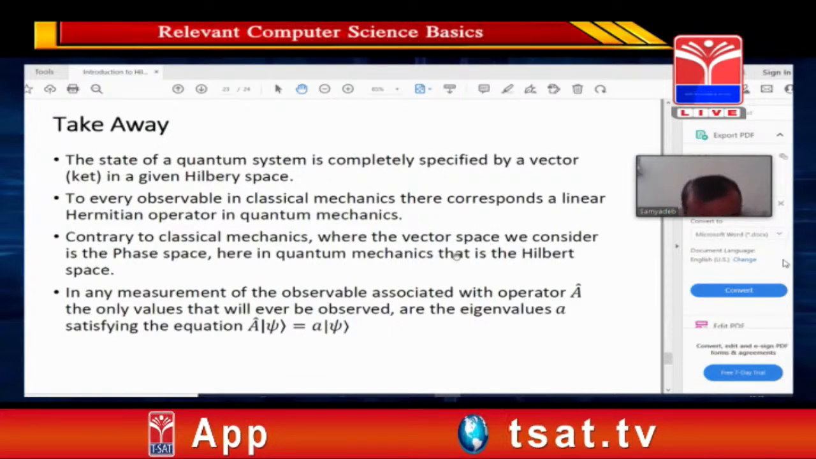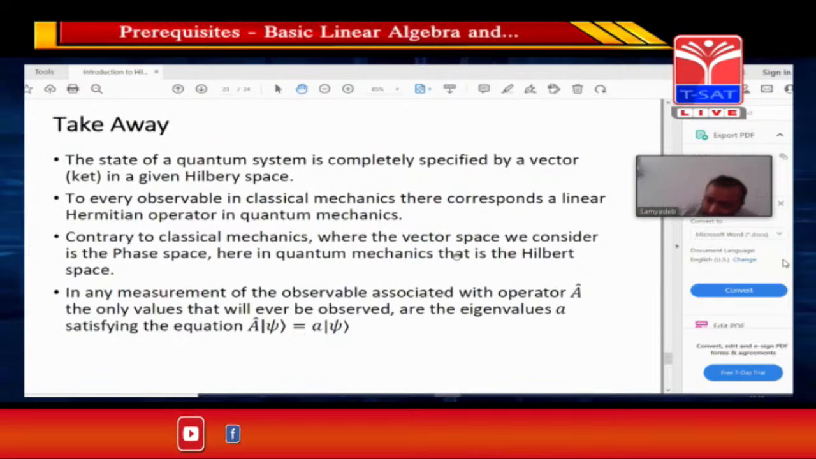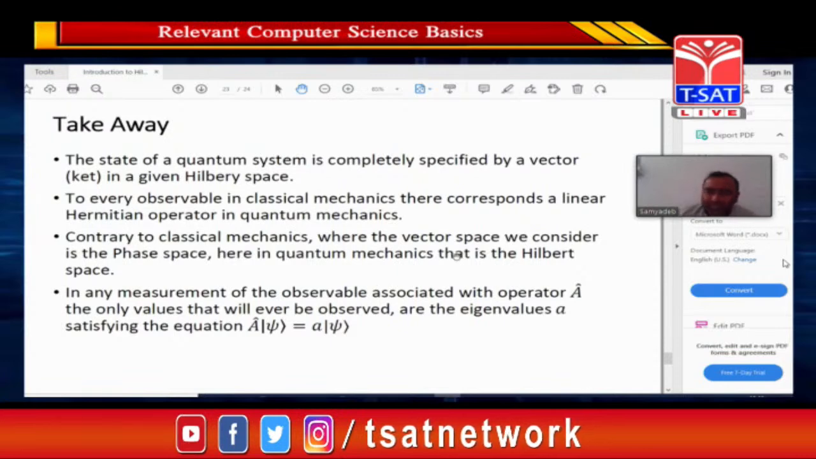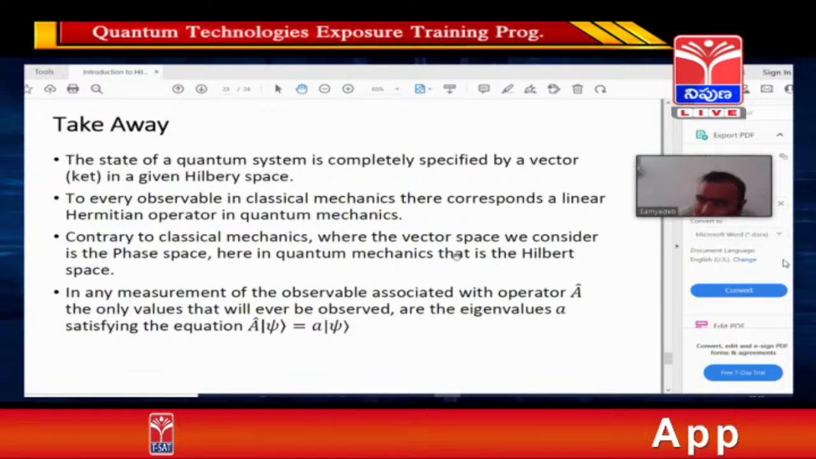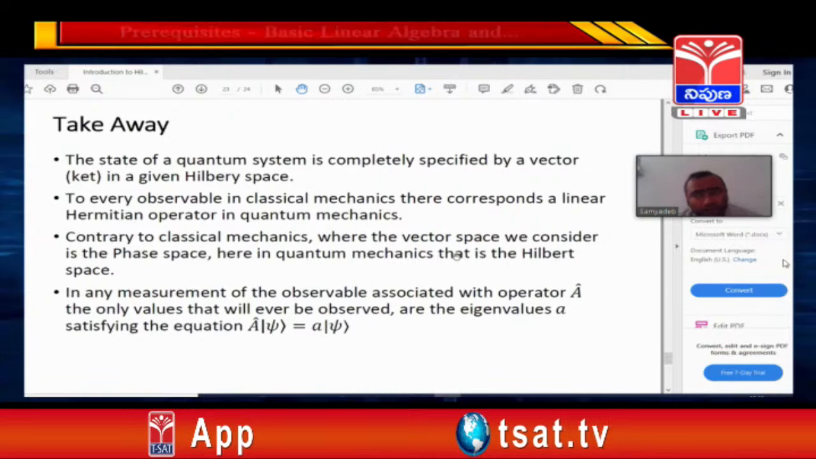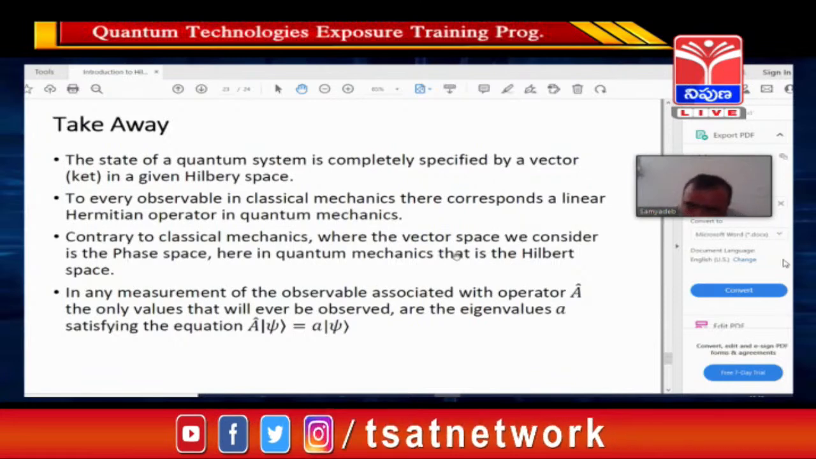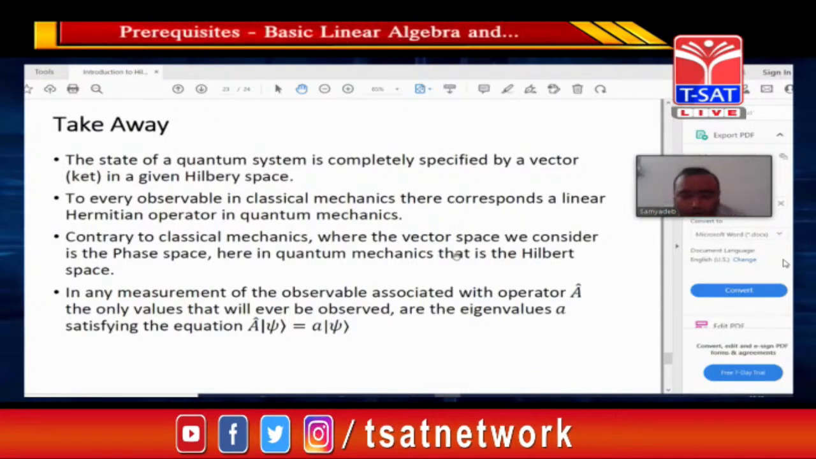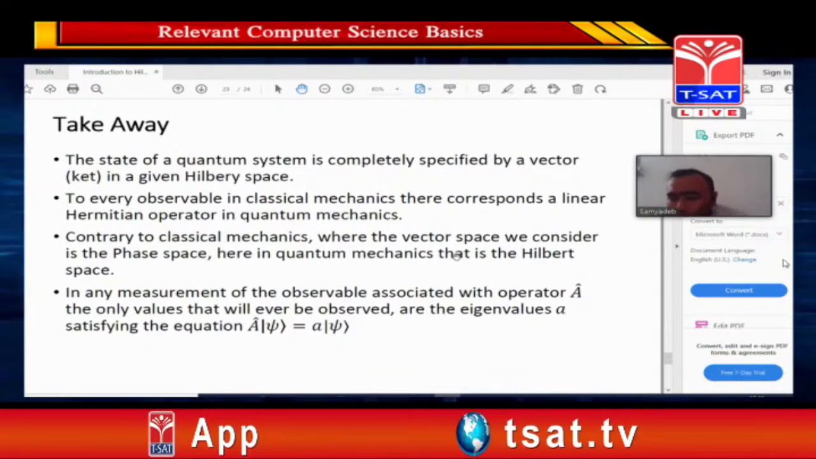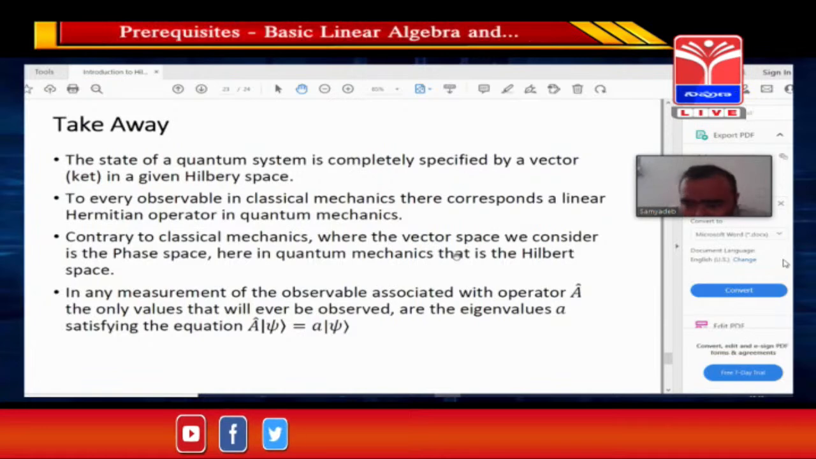Contrary to this, in classical mechanics the state of a classical system is described as a point in a phase space. What is a phase space? Let me remind you, it's a vector space with the position coordinates and the corresponding momentum coordinates. So a point in phase space gives you the position and momentum of a given classical system, and if we know the position and momentum of a classical system, we know everything about that system.